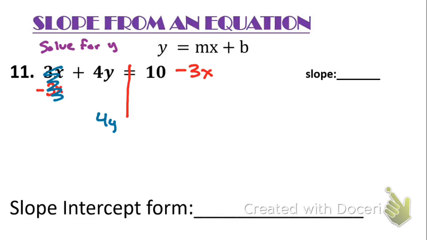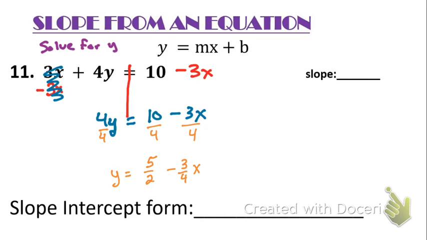So let's bring everybody down. When we bring everybody down, this 4 is multiplying that y. Make sure you understand that this is a y. So since it's multiplying, the inverse is to divide everything by 4. So y equals, I'm going to go ahead and reduce, 5/2 minus 3/4 x. Okay, so I solved for y.